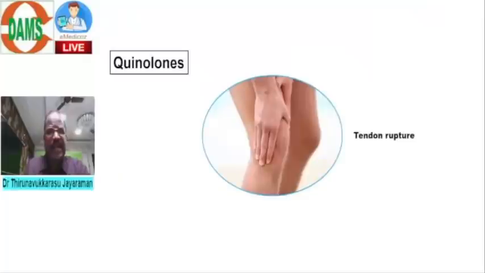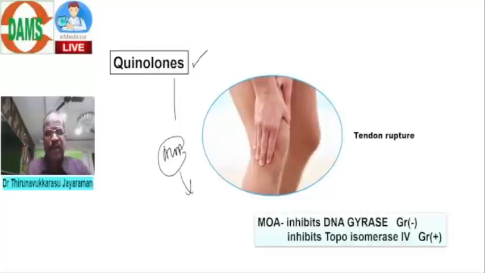So tendon rupture or tendinitis is an adverse effect of quinolone, and quinolone has two mechanisms of action. They are acting by inhibiting DNA gyrase in case of gram-negative infection and also inhibiting the topoisomerase 4 enzyme in case of gram-positive infection. So for this question, the right answer is inhibiting DNA gyrase.